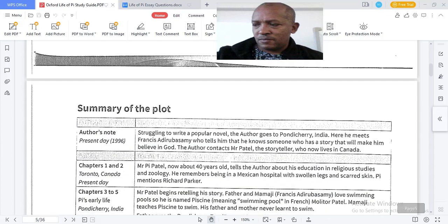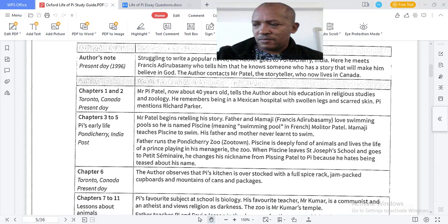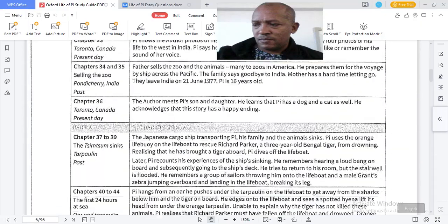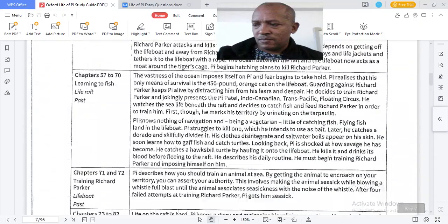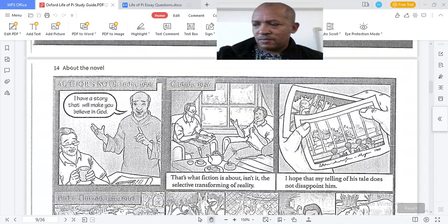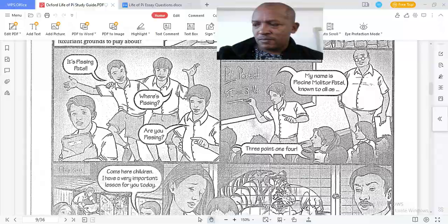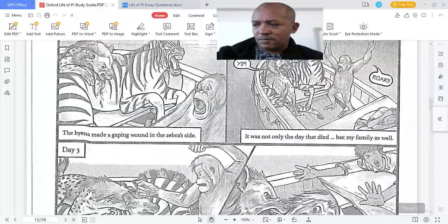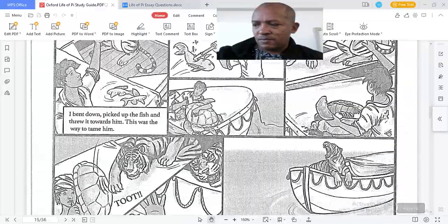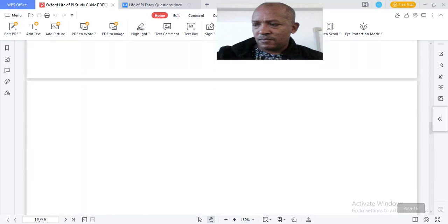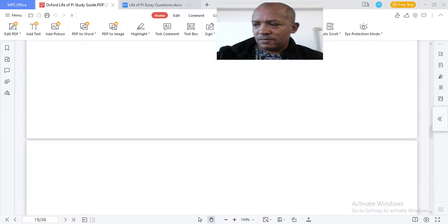Can we go? I'm not going to go through this plot, it's way too long. I can give you that and then you can read through it. Here's a summary of the plot. We can go past that. Let's see what else we have over here. I'll be with you in a minute. We're just going to get there soon. I think page 19 is where I want to be.